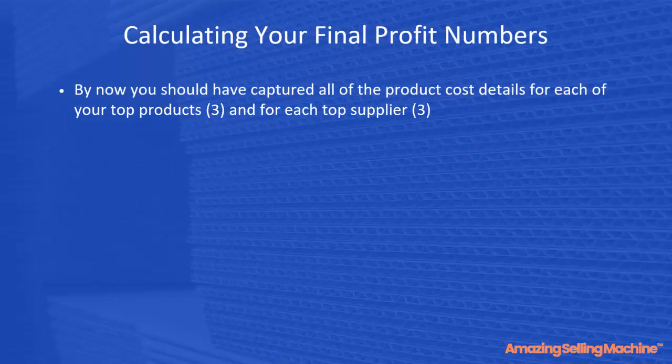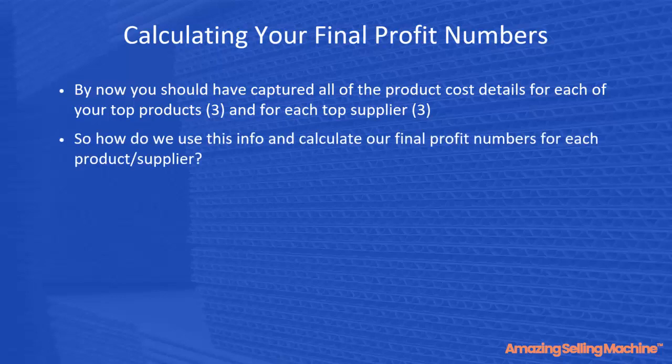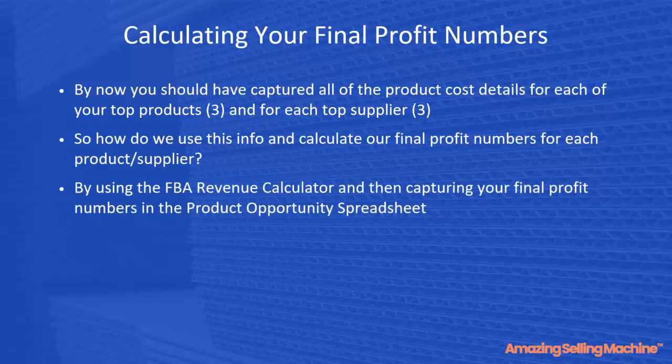By now, you should have captured all of the product cost details for each of your top 3 product opportunities and for each of your top 3 suppliers. But how do we use this information to calculate our final profit numbers for each product and supplier? Well, it's pretty simple because we've done all the hard work. Now we're going to use the FBA revenue calculator and then capture those final profit numbers into the product opportunity spreadsheet. Now, if you've only gotten back enough information from a few suppliers, that's totally fine.